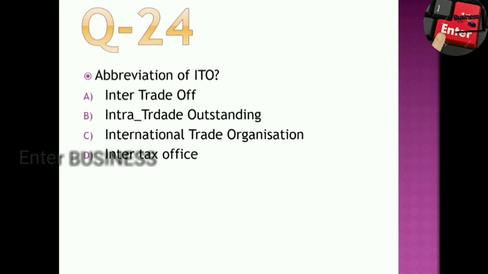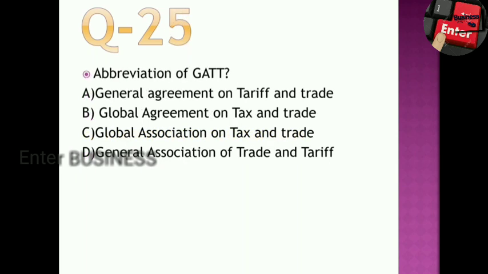And the next one is abbreviation of ITO. Option A, inter trade off. Option B, intra trade outstanding. Option C, international trade organization. Option D, inter tax office. So the correct answer is option C, international trade organization.